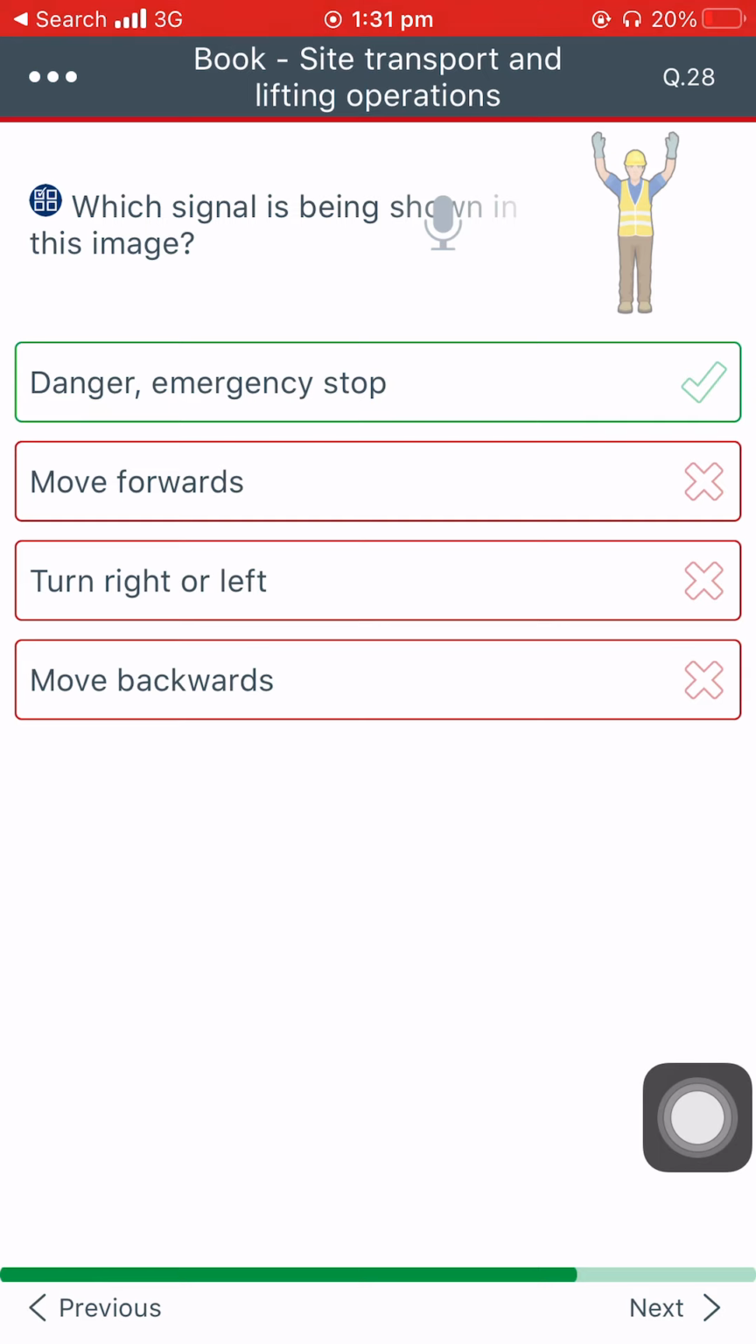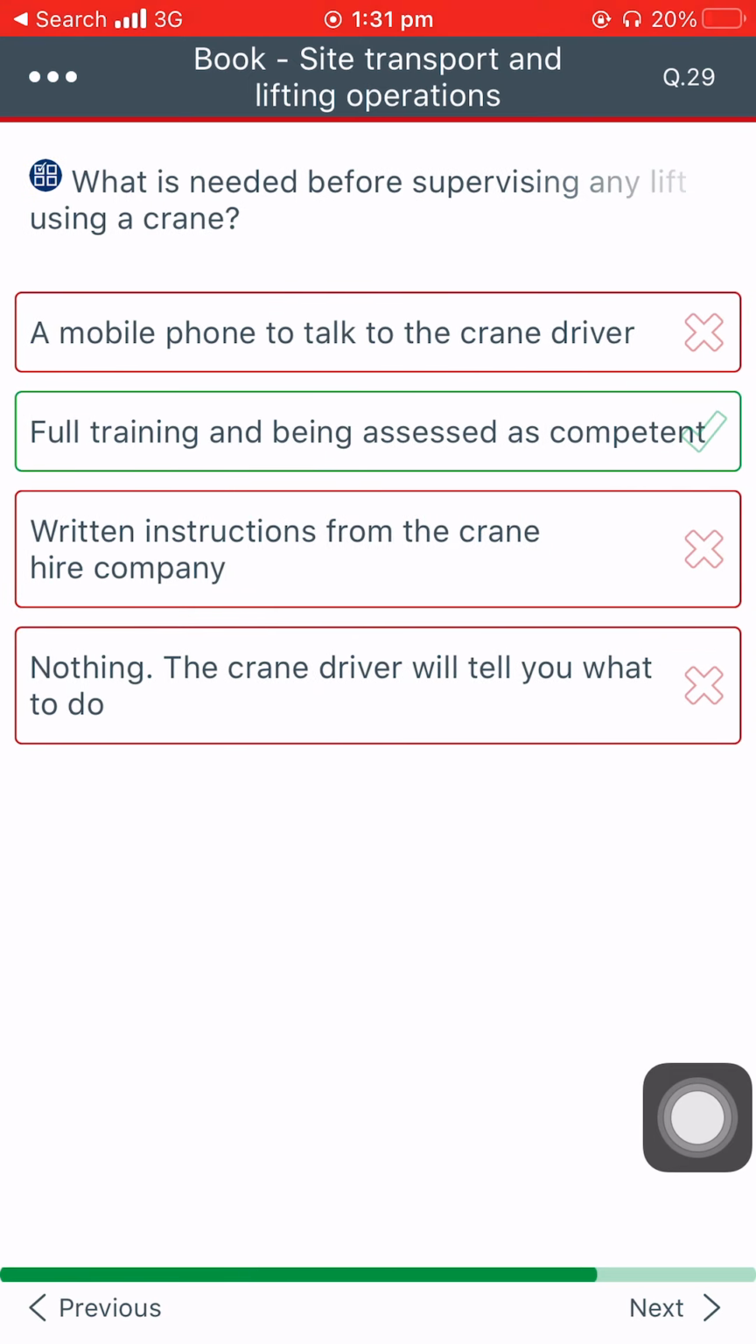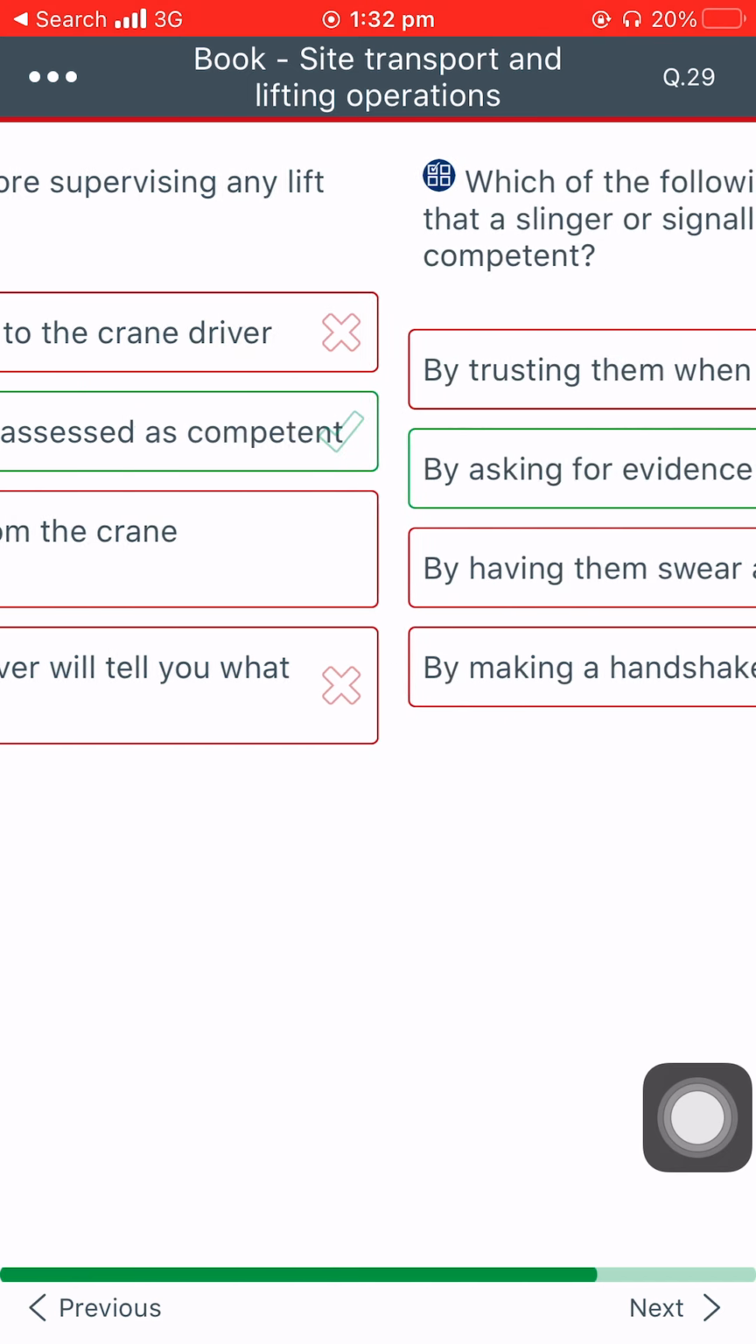Which signal is being shown in this image? Danger, emergency stop. Move forward. What is needed before supervising any lift using a crane? A mobile phone to talk to the crane driver. Full training and being assessed as competent.